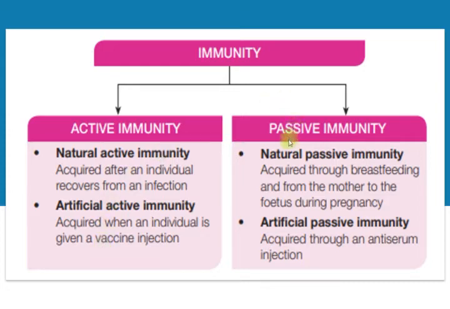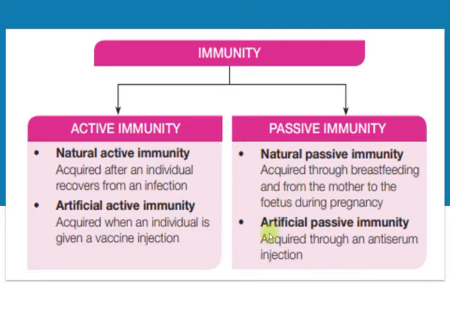Next we go to passive immunity, where our body receives the antibody. It can also be divided into two: natural passive immunity and artificial passive immunity. Natural passive immunity is acquired through breastfeeding and from the mother to the fetus during pregnancy.